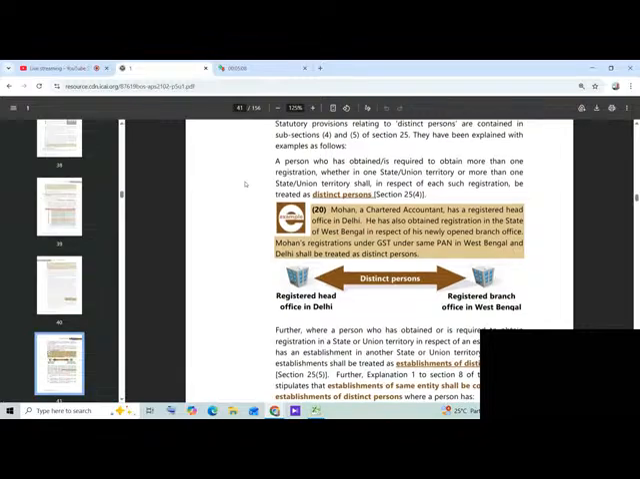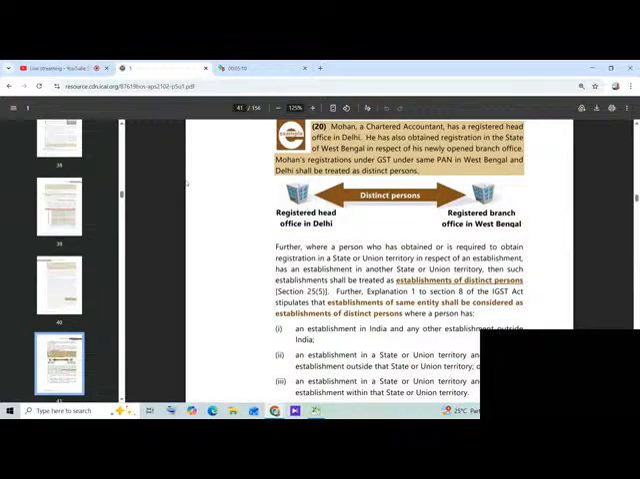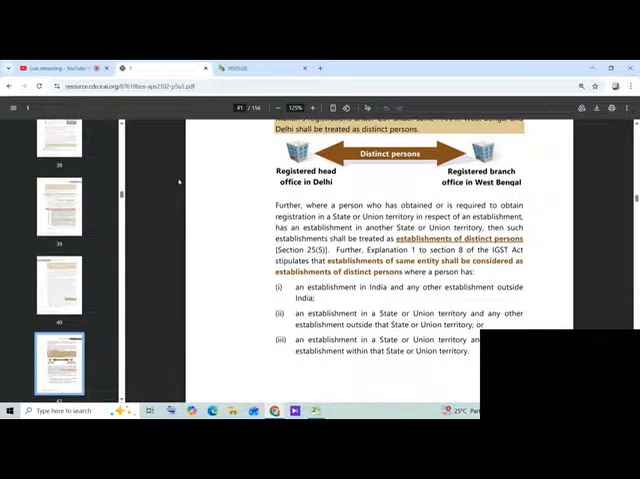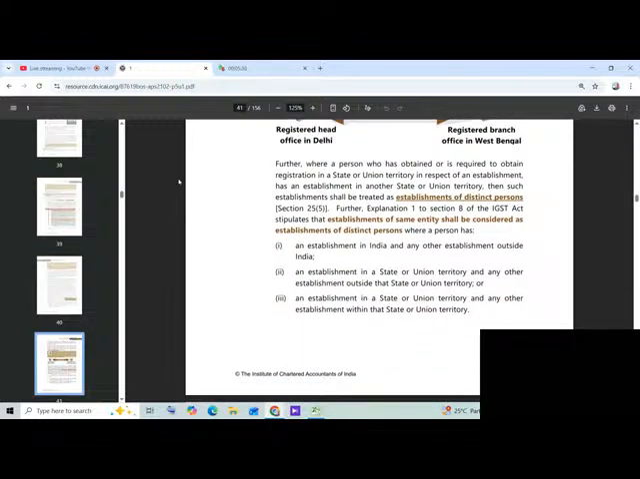Example 20. Mohan, a chartered accountant, has a registered head office in Delhi. He has also obtained registration in the state of West Bengal in respect of his newly opened branch office. Mohan's registrations under GST under the same PAN in West Bengal and Delhi shall be treated as distinct persons. Further, where a person who has obtained or is required to obtain registration in a state or union territory in respect of an establishment has an establishment in another state or union territory, then such establishments shall be treated as establishments of distinct persons.